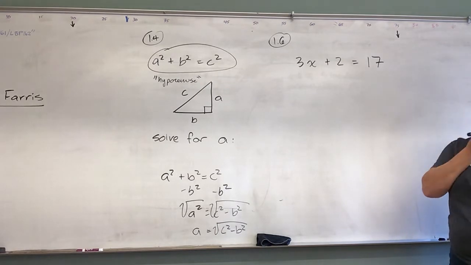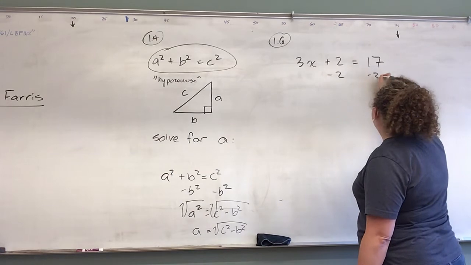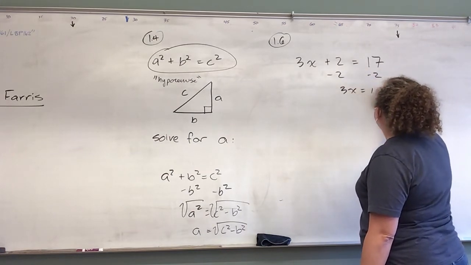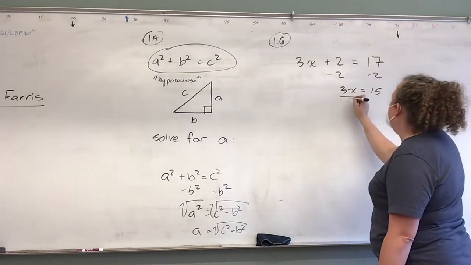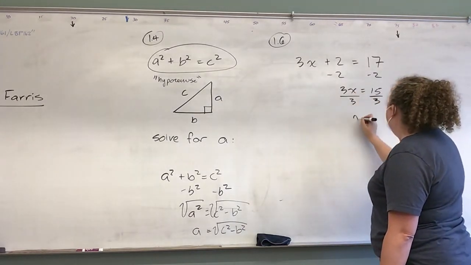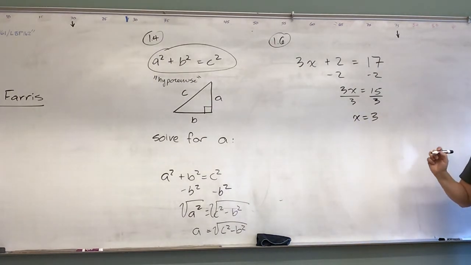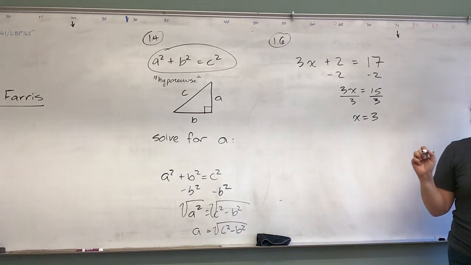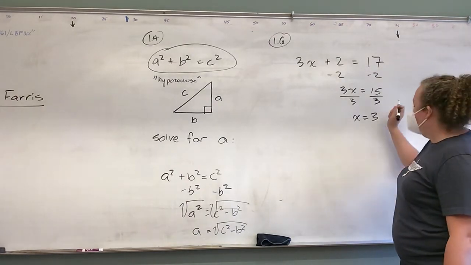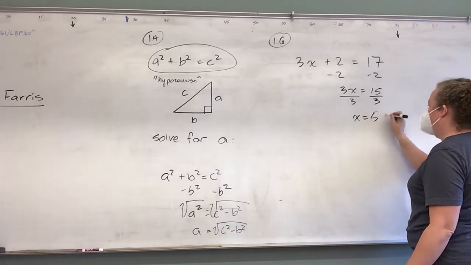Gio, what's the first thing that I should do to solve this equation? Subtract 2. That's right, we subtract 2. We've got 3x equals 15. And now, Taylor, what do we do? Divide by 3. We divide by 3. And so we have x equals 3. Now let's say that I wanted to graph this on a number line. What would I do? Yes, Taylor? It's 5. Oh, you're right, it is 5. 15 divided by 3 is 5. Thank you.